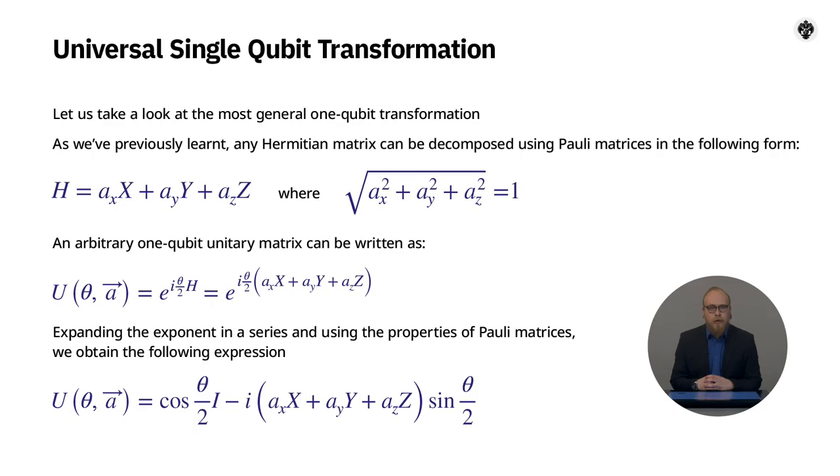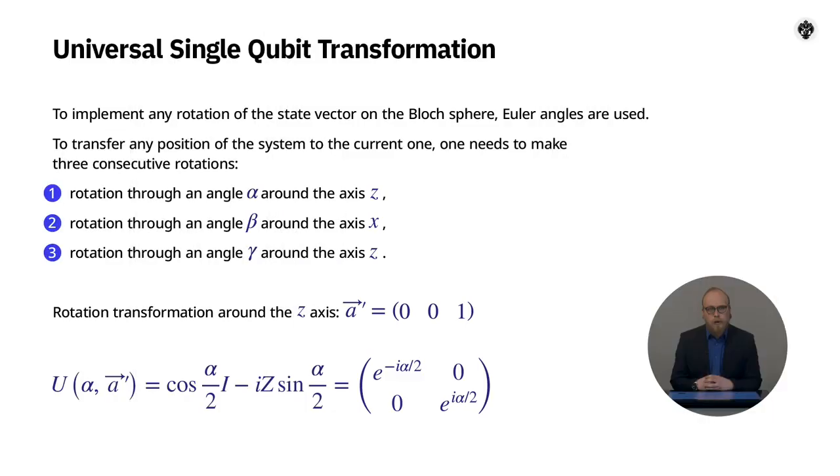Expanding the exponent in a series, as well as considering the properties of Pauli matrices, one can prove that the matrix U can be expanded in the form shown in the slide. The transformation we have obtained is universal, that is, any transformation can be decomposed in this form. This means that any transformation over a single qubit is a rotation of its state on the Bloch sphere around the unit vector with coordinates ax, ay, az and the angle theta. This fact is very important because it helps us find those elementary quantum transformations that we need to build a universal computer.